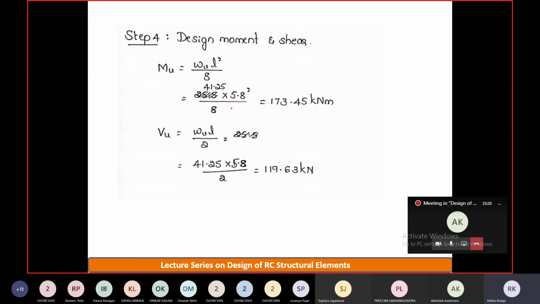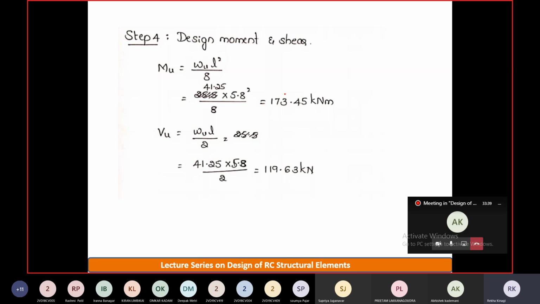So if we calculate, we will get the value of Mu as 173.45 kilonewton meter. So let's consider now the shear force. The shear is critical at the support section. So Wu divided by 2 is the maximum shear value for a simply supported beam. So that value we will get as 119.63 kilonewton.